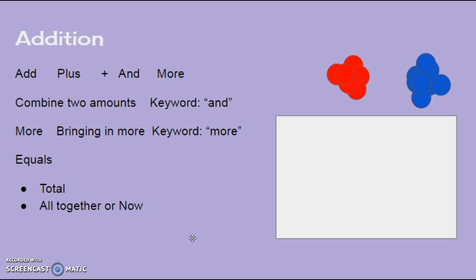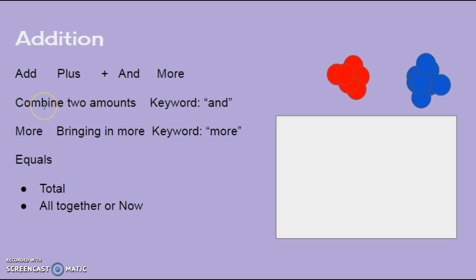Some of the key words you'll hear with addition problems are simply add, also the word plus or plus sign. Here is what the plus sign looks like. Also the word and the word more, depending on what kind of a sentence it is. There are two different types of sentences or story problems you'll hear that you would change into an addition problem. One of them is to combine and the other is to bring in more. So we'll talk about both of those in a little detail.